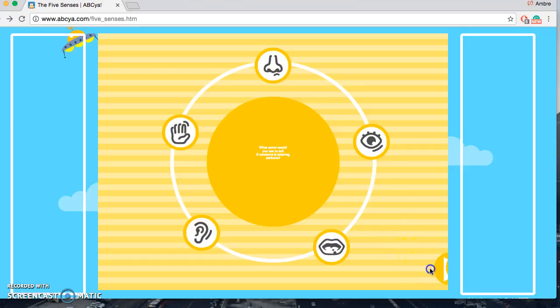Let's begin. What sense would you use to tell if someone is wearing perfume? Is it the sense of smell, sense of sight, sense of taste, sense of hearing, or sense of touch? Now remember, focus on the images. What parts of your body are you using to tell if someone is wearing perfume? Would it be your nose, your eyes, your mouth, your ears, or your hands? I will give you a few seconds.